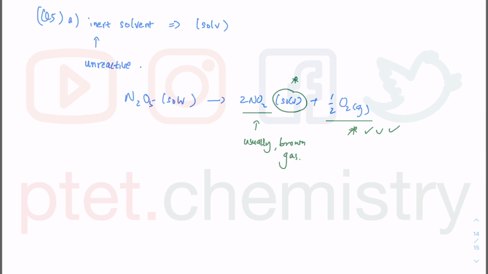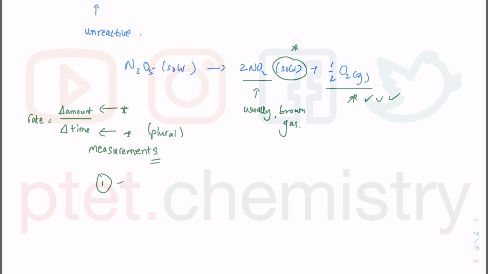And looking at the question, they do say measurements. If you think about the plural, why do they give us plural? Because rate is the change in amount over change in time. So we've got to monitor not only the change in amount, but the change in time as well. So in terms of the two things, we need the volume. We can monitor the volume of O2 gas produced over a fixed time at regular intervals.